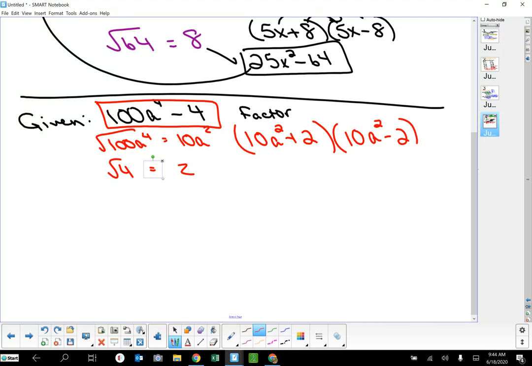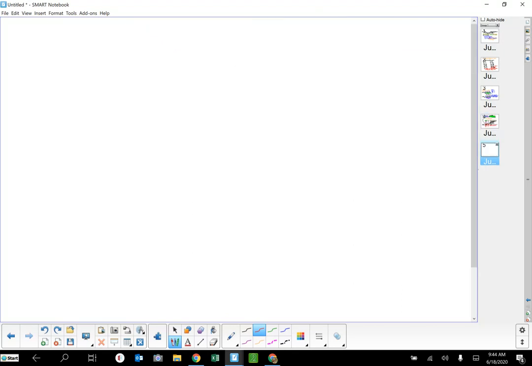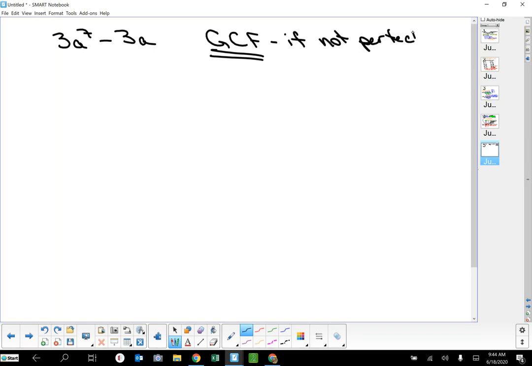All right, another example that I know you're going to see in varsity looks like this. 3a to the 7th minus 3a. Remember, you always need to take a GCF out first. Also, if you find you have a number that's not a perfect square, then you should look for a GCF. Okay, so you should have numbers that are perfect squares. So we're going to take a 3a out of here. That's going to leave me with an a to the 6th minus 1.